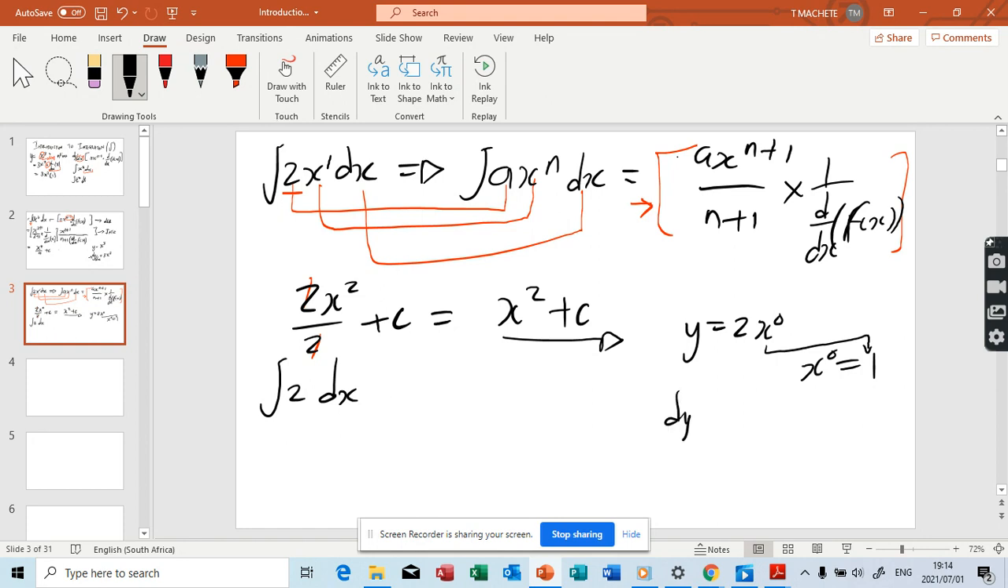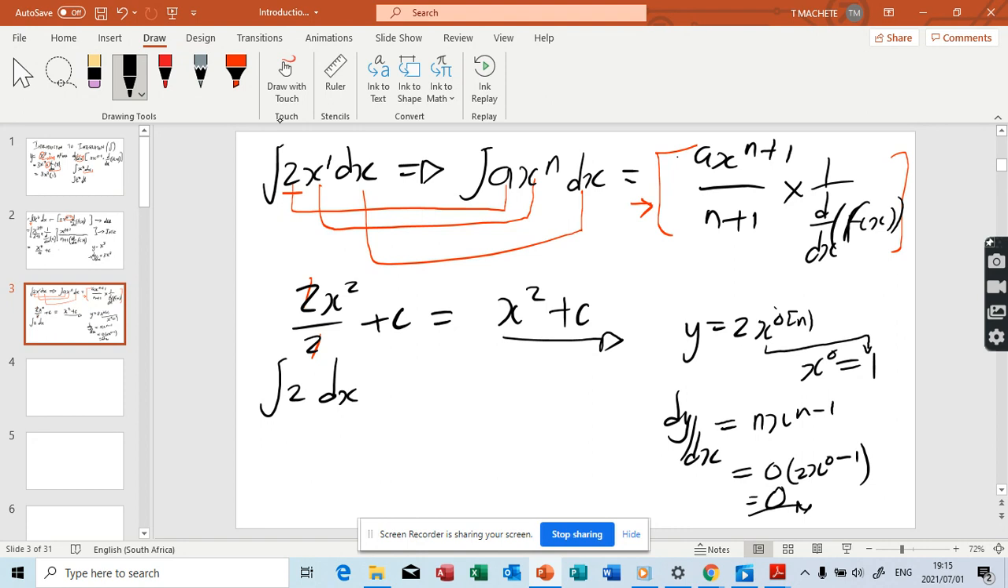How? When you say dy over dx, you're going to take this. This is your n. Remember, this is your n. So you're going to say n x to the power n minus 1. Okay? Then your n is 0. You're going to say 0 multiplied by everything. So everything multiplied by 0, obviously, guys, you're going to get a 0. X to the power 0 minus 1 doesn't matter. For the fact that you're multiplying everything by 0, you'll get a 0. So when you differentiate a constant, you get a 0.